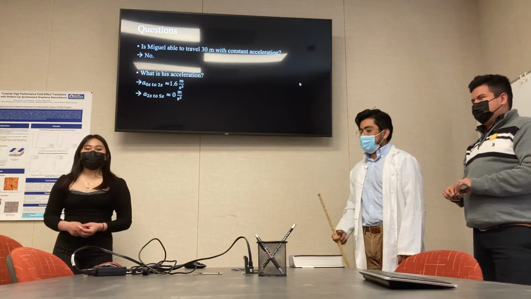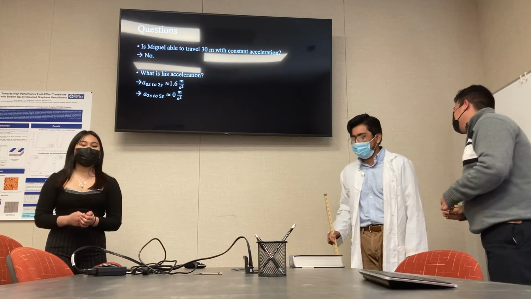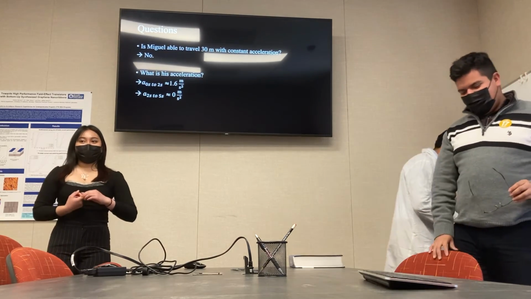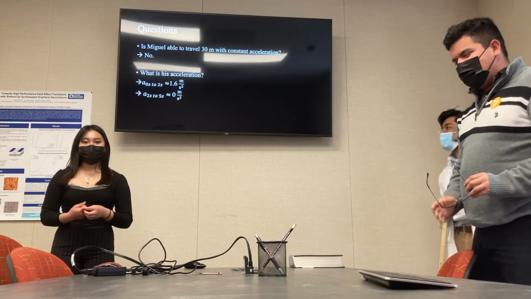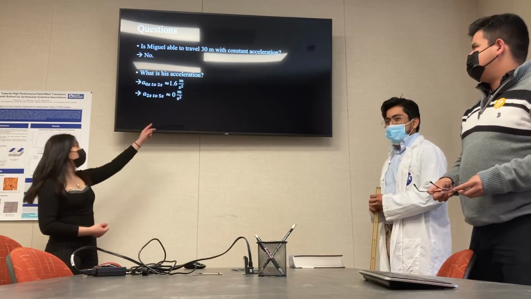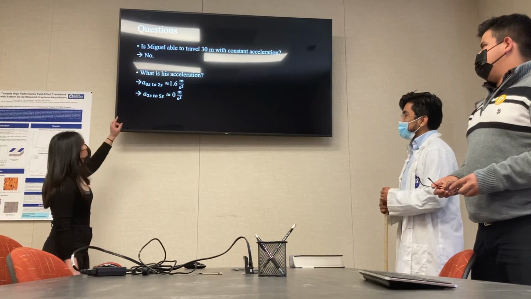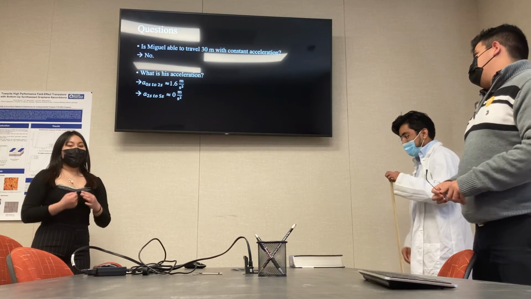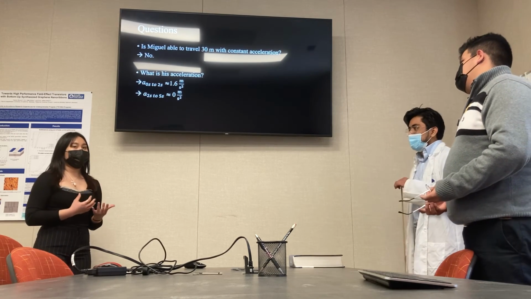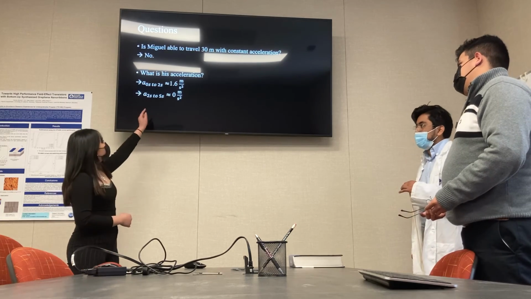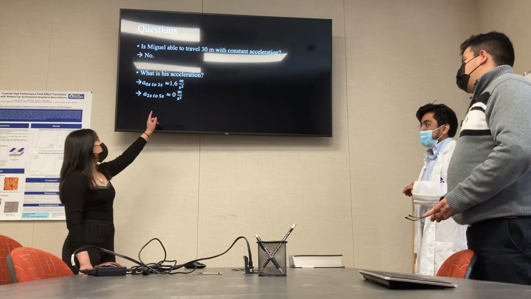Miguel is not able to travel in constant acceleration because, though his acceleration is positive, it isn't constant. As you can see here, we have two different accelerations. From 0 seconds to 2 seconds is 1.6 meters per second squared, and we found that using the vt graph by using its slope. And here, from 2 to 5, we saw that it was stagnant, so it's 0 meters per second squared.